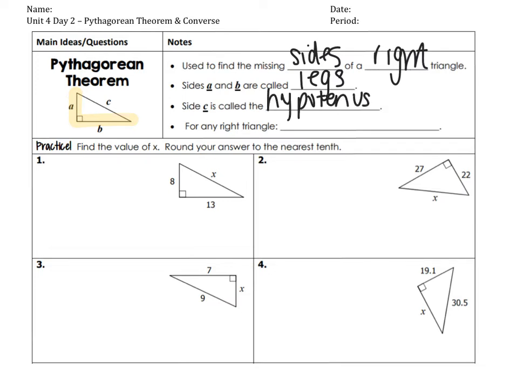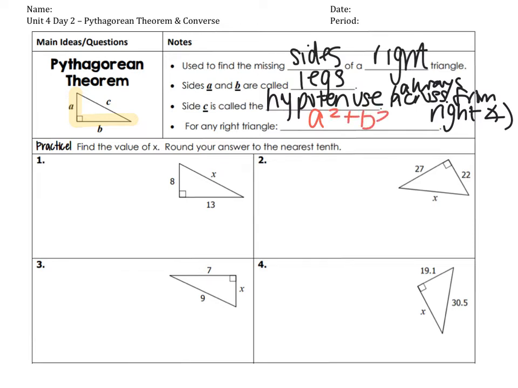And it's important to note that it is always across from the right angle. For any right triangle, the formula that we're going to be using for Pythagorean theorem is a squared plus b squared equals c squared. And we know that that c squared has to be the hypotenuse every single time.